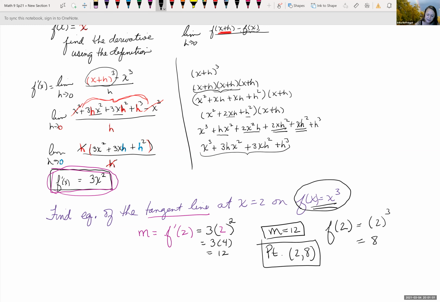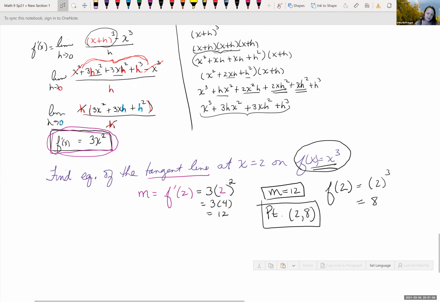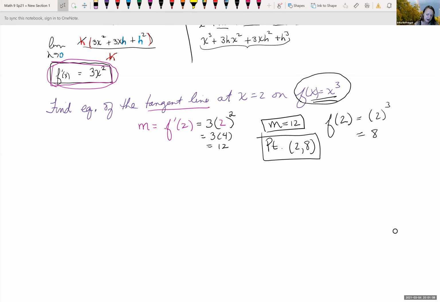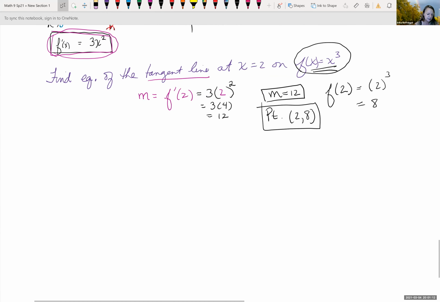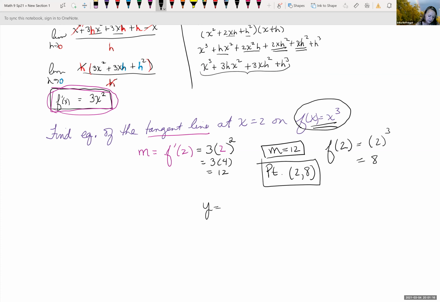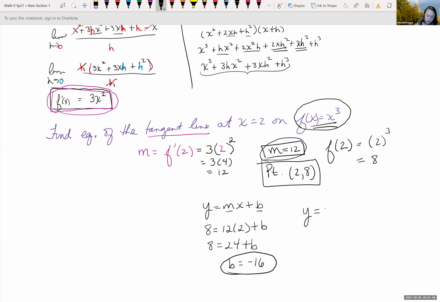So given a point at (2, 8) and the slope of 12, I can find the equation of the line by either using my point-slope formula, y minus y sub 1 equals m times the quantity x minus x sub 1, or let's just solve for b by plugging in what we know and then go back in and plug in our slope and b. So y is 8, equal to my slope, which is 12, times x, which is 2, plus b. So 8 equals 24 plus b. If I subtract 24 on both sides, 8 minus 24 is negative 16. So with my y-intercept negative 16 and my slope 12, I now know the equation of the tangent line is y equals 12x minus 16.